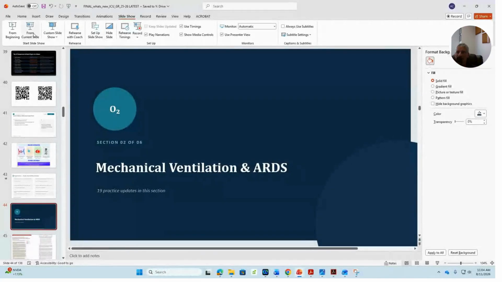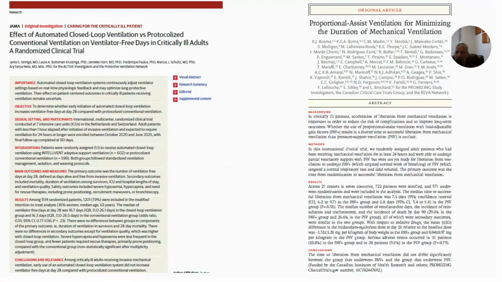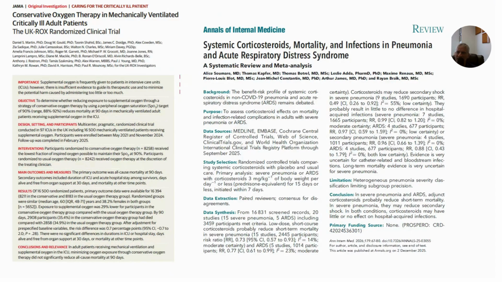Going to do the second part of the critical care updates: mechanical ventilation and ARDS. We're going to go over the trials of automated closed-loop ventilation, active investigators. We'll go over proportional assist ventilation. What does all that mean?